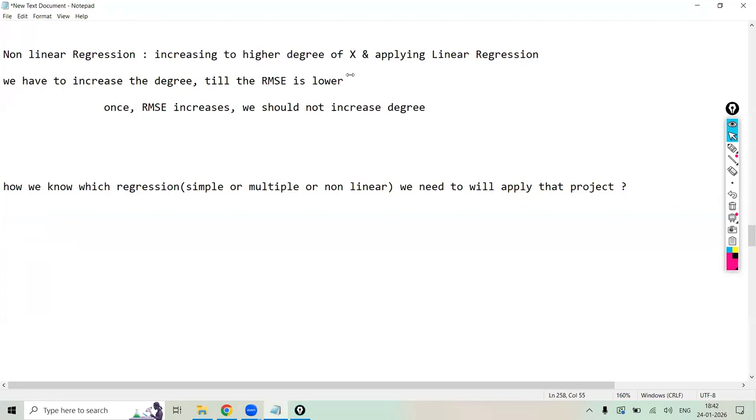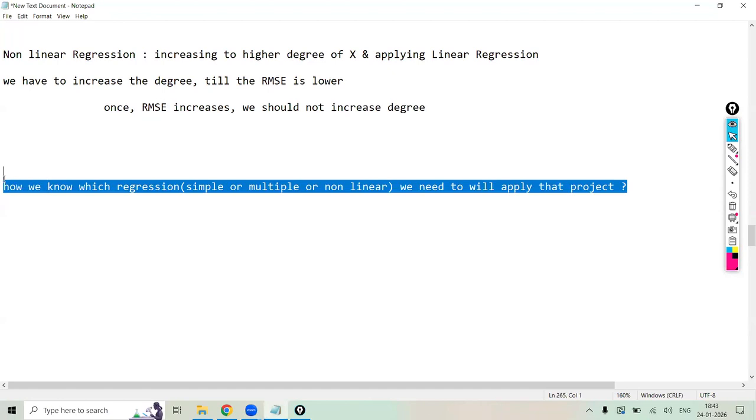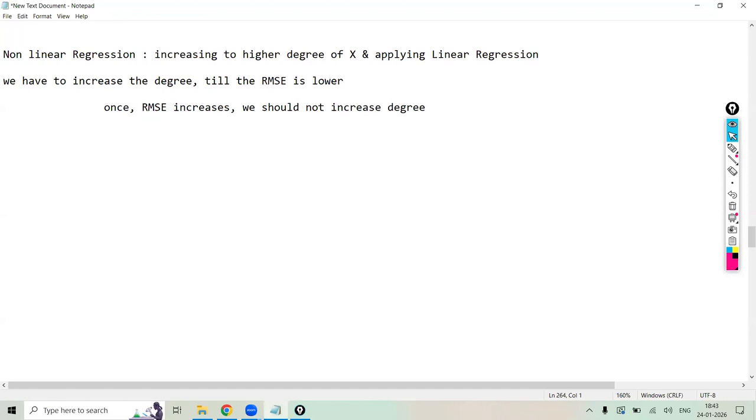Is the point clear? Now, after applying the degree, whichever RMSE is lower. For example, first I applied the linear regression, guys. My RMSE was around 50. Then I applied the non-linear regression, degree 2. And my RMSE, what is the RMSE? My RMSE is that.